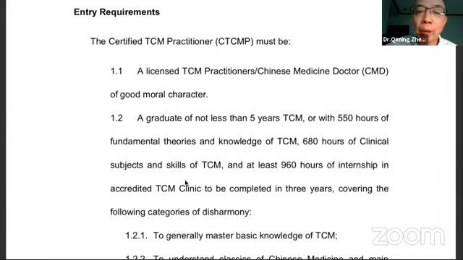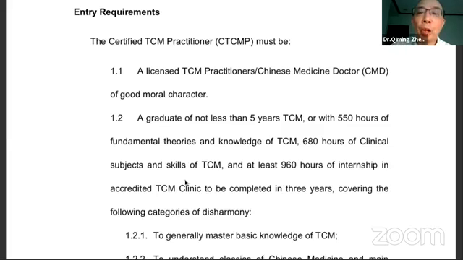So, in other words, it is 550 hours of fundamental theories and knowledge of TCM, 680 hours of clinical subjects and skills of TCM, and at least 960 hours. So if you are not from China, it's 5 years. In other schools or other countries, you just need to meet these hours: 550 hours for the fundamental theories, 680 hours for clinical subjects, and 960 hours for internship.